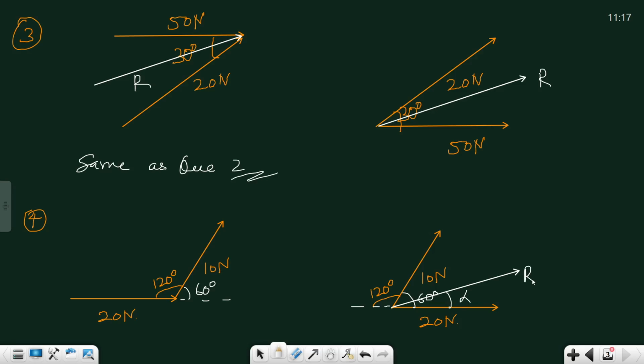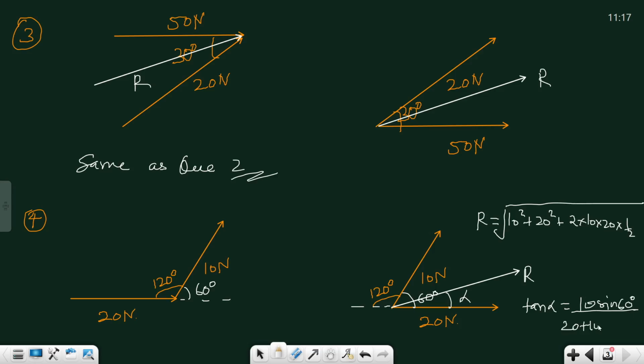Angle alpha. R is equals to root of 10 square plus 20 square plus 2 into 10 into 20 cos 60 degree. Cos 60 degree is 1 by 2. So you can simplify this expression, and again you can find the angle using the same formula, B sine 60 degree upon A plus B cos 60 degree. Clear? Is it clear? Yes, sir.